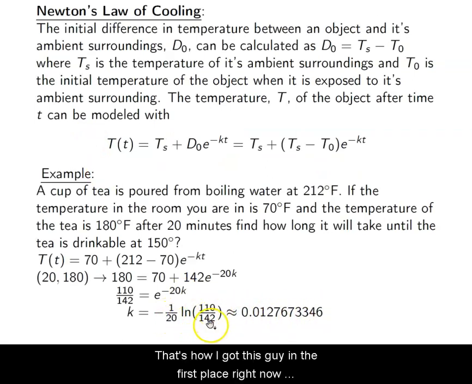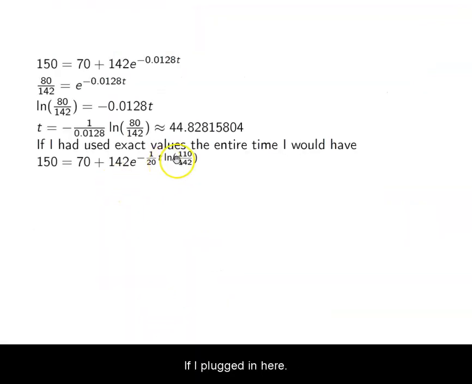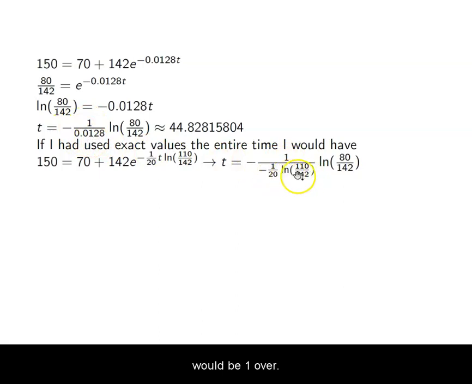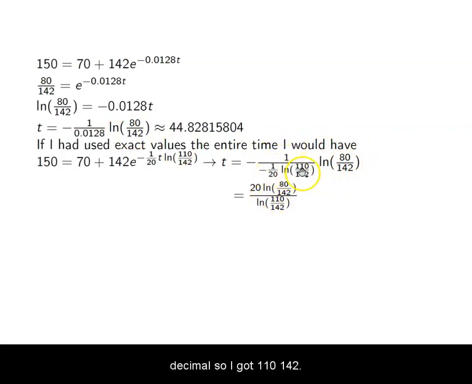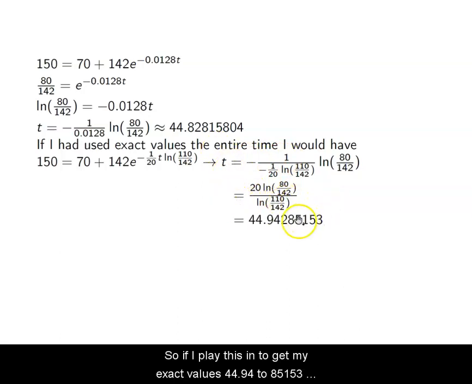Natural log of 110 over 142 divided by negative 20. Okay, so if I plugged in here, then when I solve for T, instead of 1 over the decimal value, it would be 1 over that power of my exponential base times natural log of 80 over 142. Say I simplify this a little bit. The 20 jumps to the top because it's a 1 over 20. So I've got natural log of 110 over 142, and on top is natural log of 80 over 142. These two negatives cancel out to a positive.